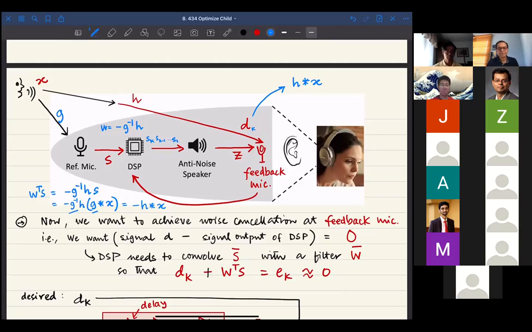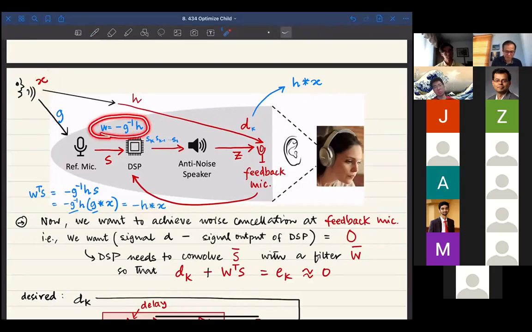Make sense? What is bugging you guys? I can feel a silence. Anything bugging you? Okay. So then look, it's minus H convolved with X. This is H convolved with X. I'm canceling. I don't care what the X is actually. Right? Whatever X is doesn't matter.